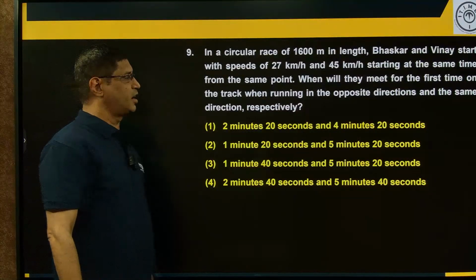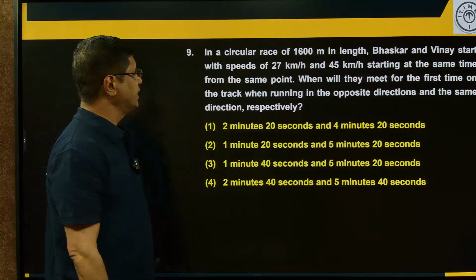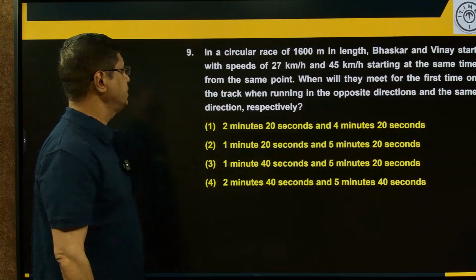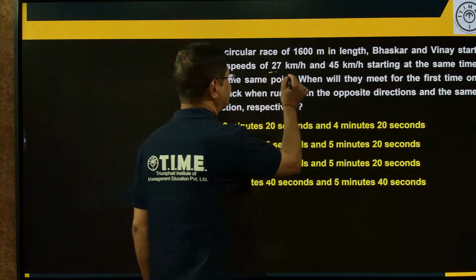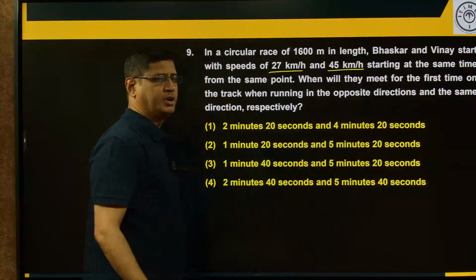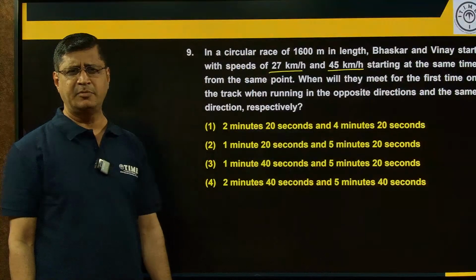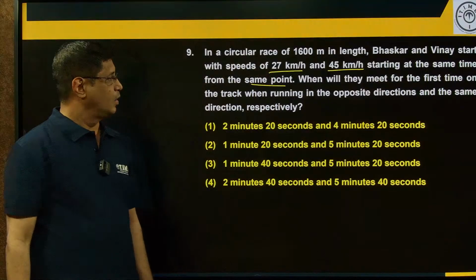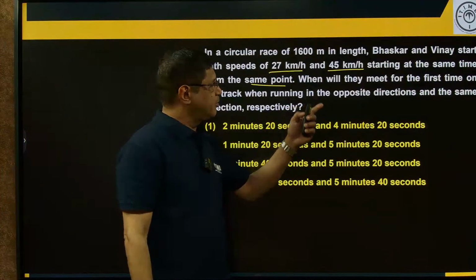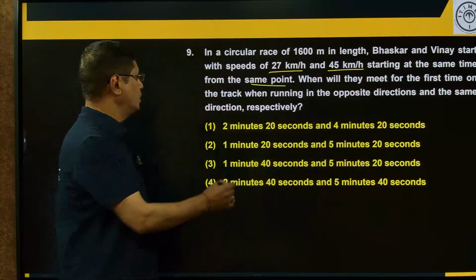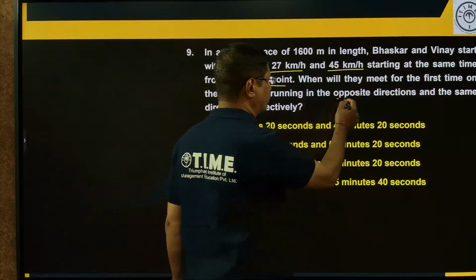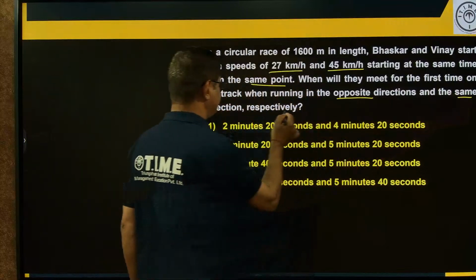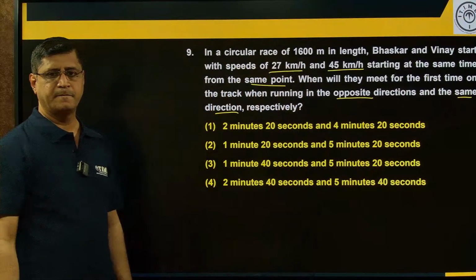In a circular race of 1600 meters in length, Bhaskar and Vijay start with the speeds 27 km per hour, 45 km per hour, starting at the same time from the same point. When will they meet for the first time on the track when running at opposite direction and same direction respectively?